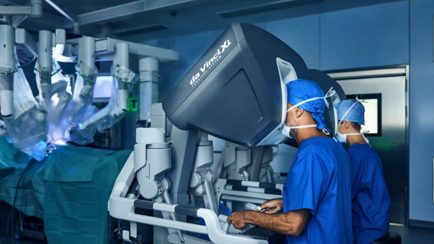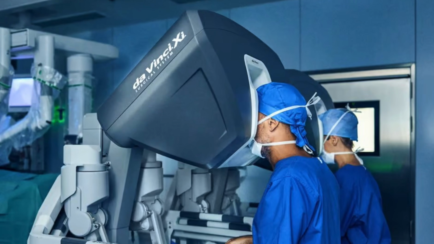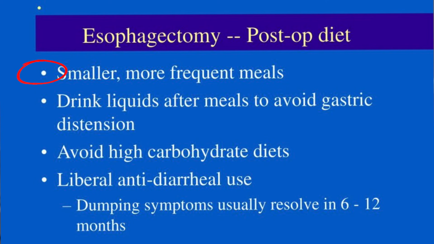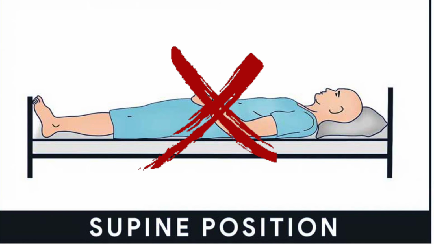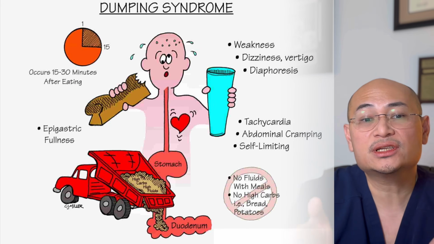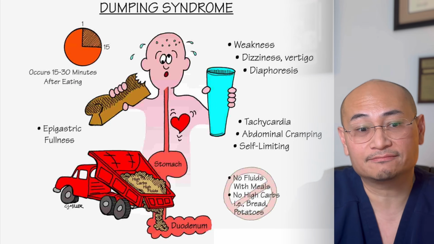Minimally invasive and robotic approaches are increasingly becoming more common. Postoperatively, nutrition is a major part of recovery. Patients often start with jejunal tube feeds and gradually transition to oral intake. Patients often start with small frequent meals. They avoid lying flat after eating because of the reflux that occurs. Dumping syndrome and early satiety are common early on.